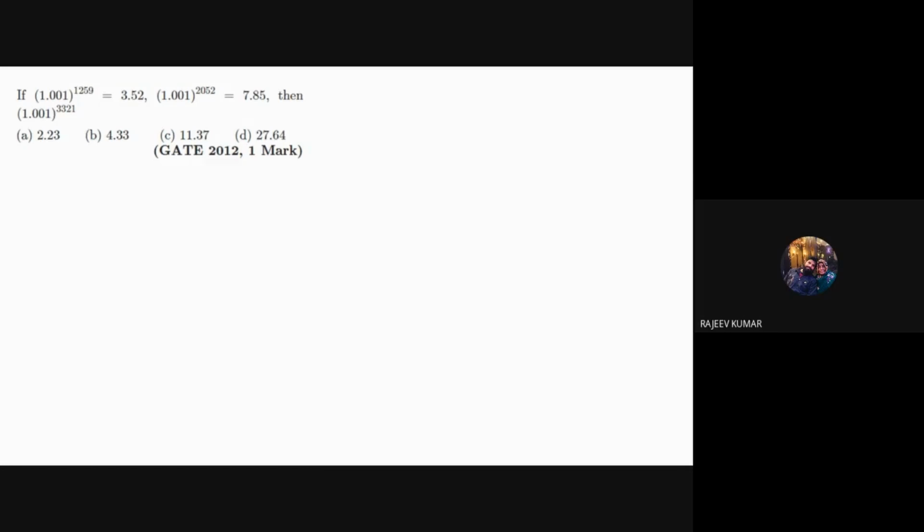Okay, I already got the answer. That's pretty simple. 1.001 raised to the power 1259, multiplied by 1.001 raised to the power 2062. If the base is the same in multiplication, the powers add up. So 1259 plus 2062, if you solve it, you get 1.001 to the power 3321. That is what we need to find out.